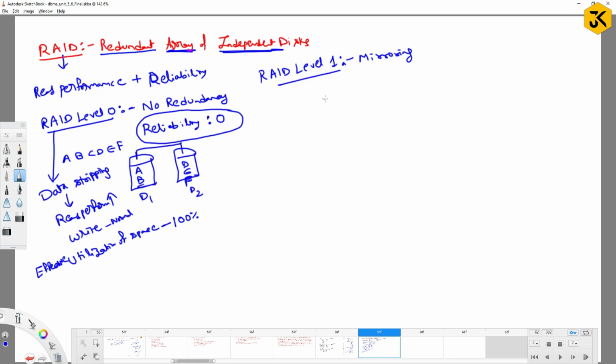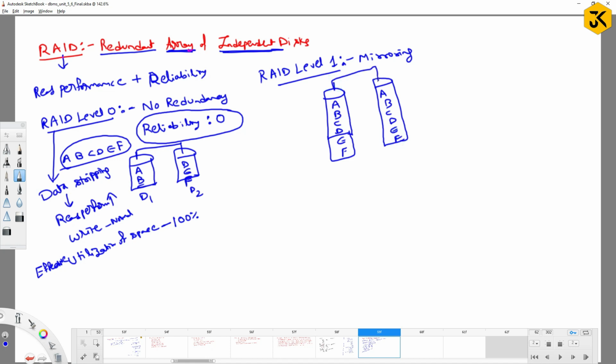Yes, we are saying that it is mirroring. If I have one disk which contains the data A, B, C, D, E, F, this data I am trying to write, the same thing is going to be mirrored in another disk also. So this is what mirroring is.